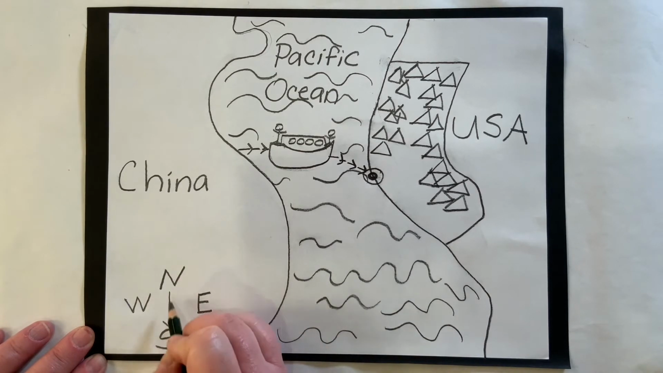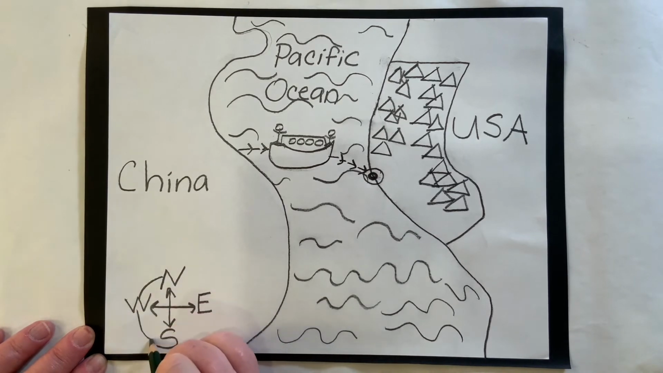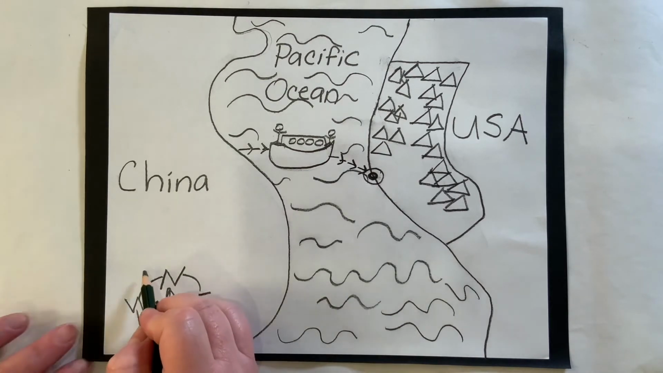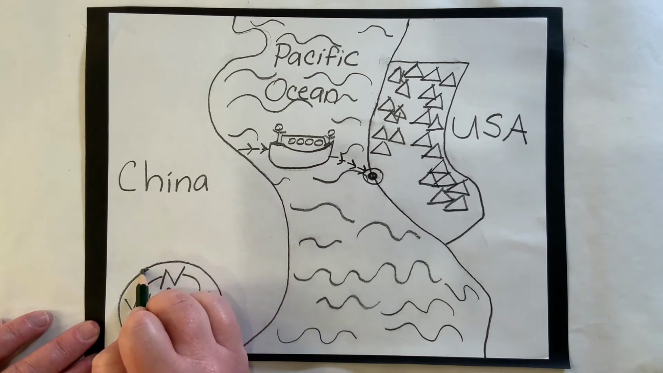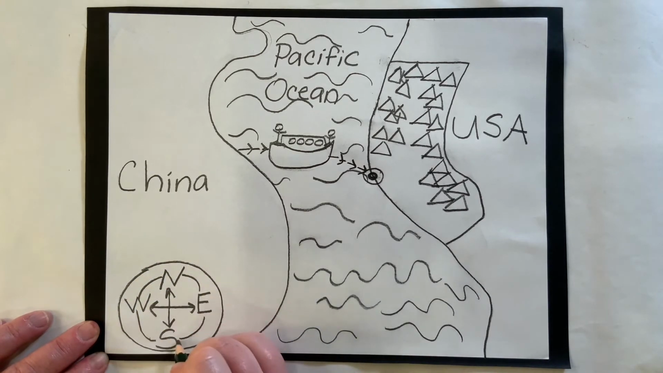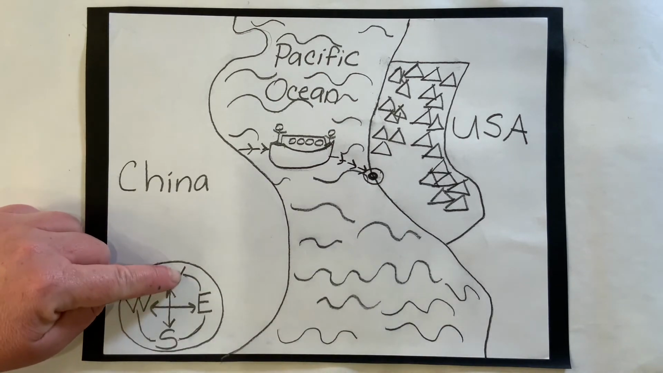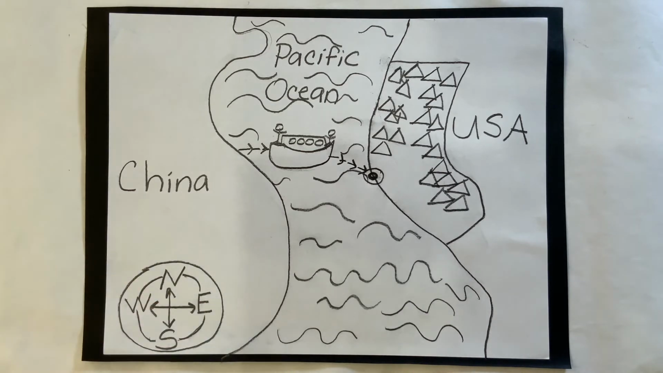And I like to draw arrows using straight lines, and you could even make a circle around it to show that this is a compass, whatever kind of compass you want to design. Just make sure you have north at the top, south at the bottom, west and east.